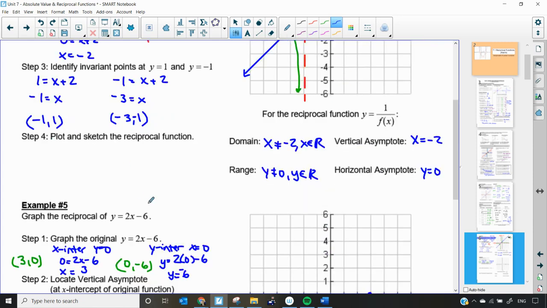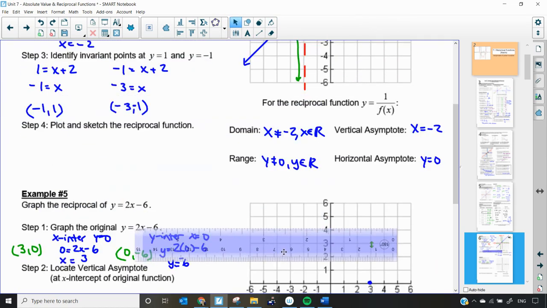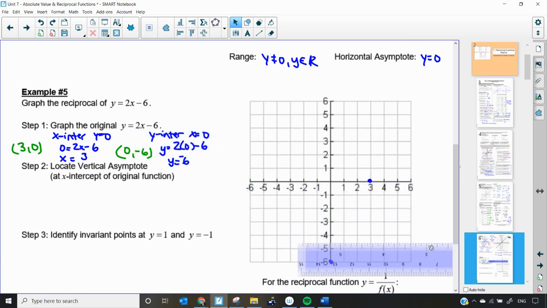And then I would take my ruler and plot those 2 points.